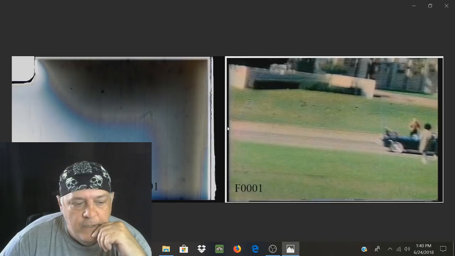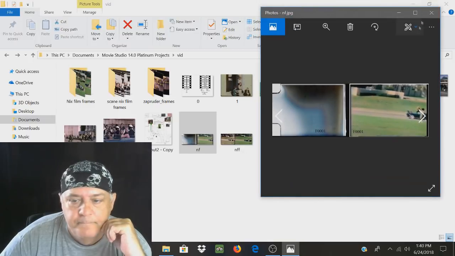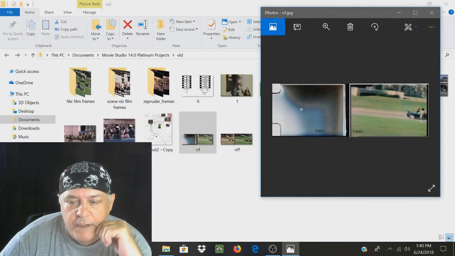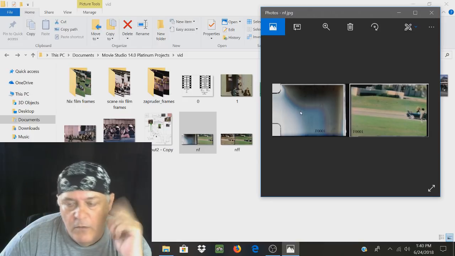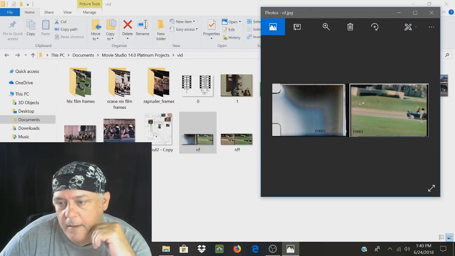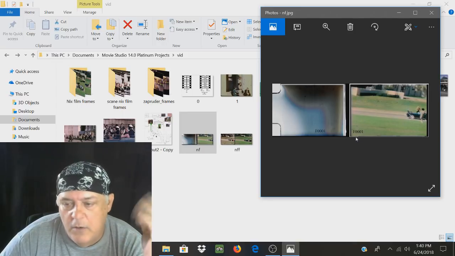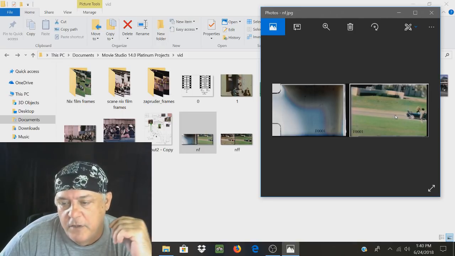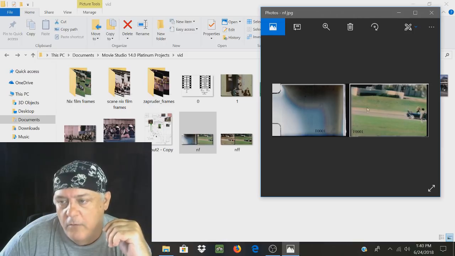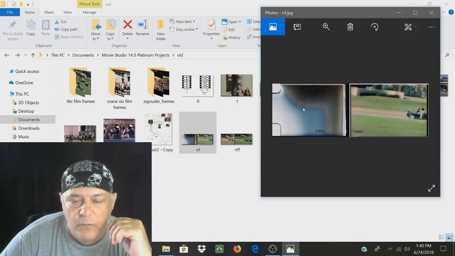Okay, as you see here, which I'll point up, here is actually frame 0001 of the Orville Nix film. But when we look at the film today, this is the first frame they show us, 0001 right here. But this is actually the original one right here.